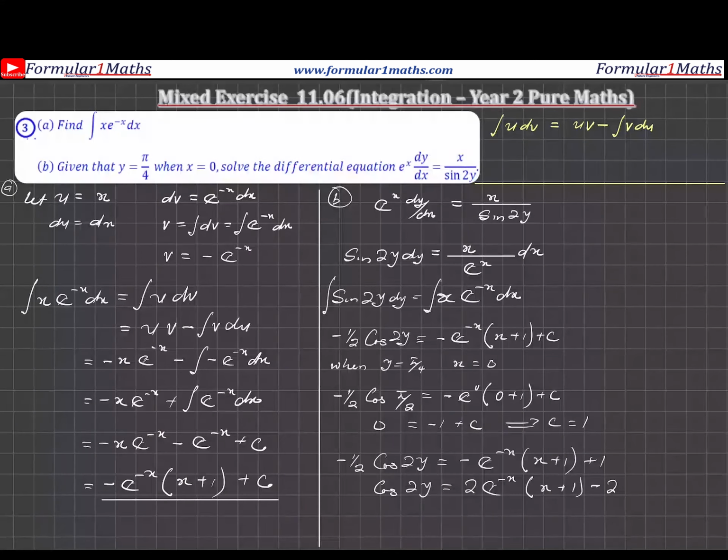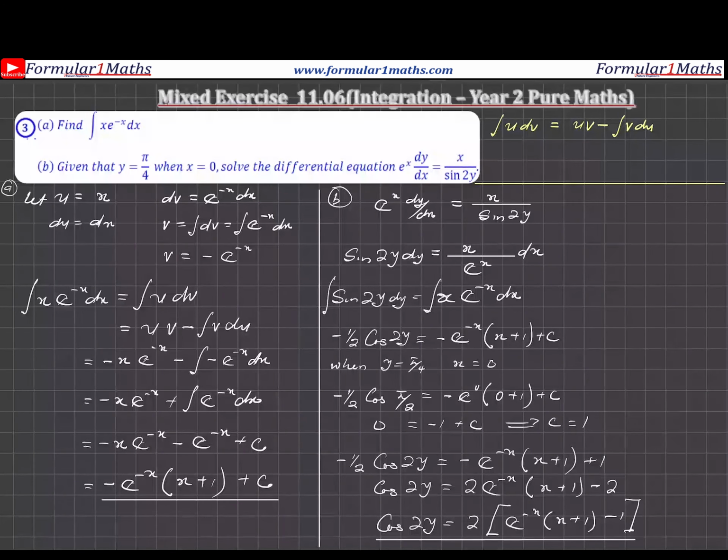I can now factorize 2 out. And so if I do that, I'm going to get cos 2y is equal to 2 times e to the power minus x brackets x plus 1 minus 1. And that's the final answer for B.